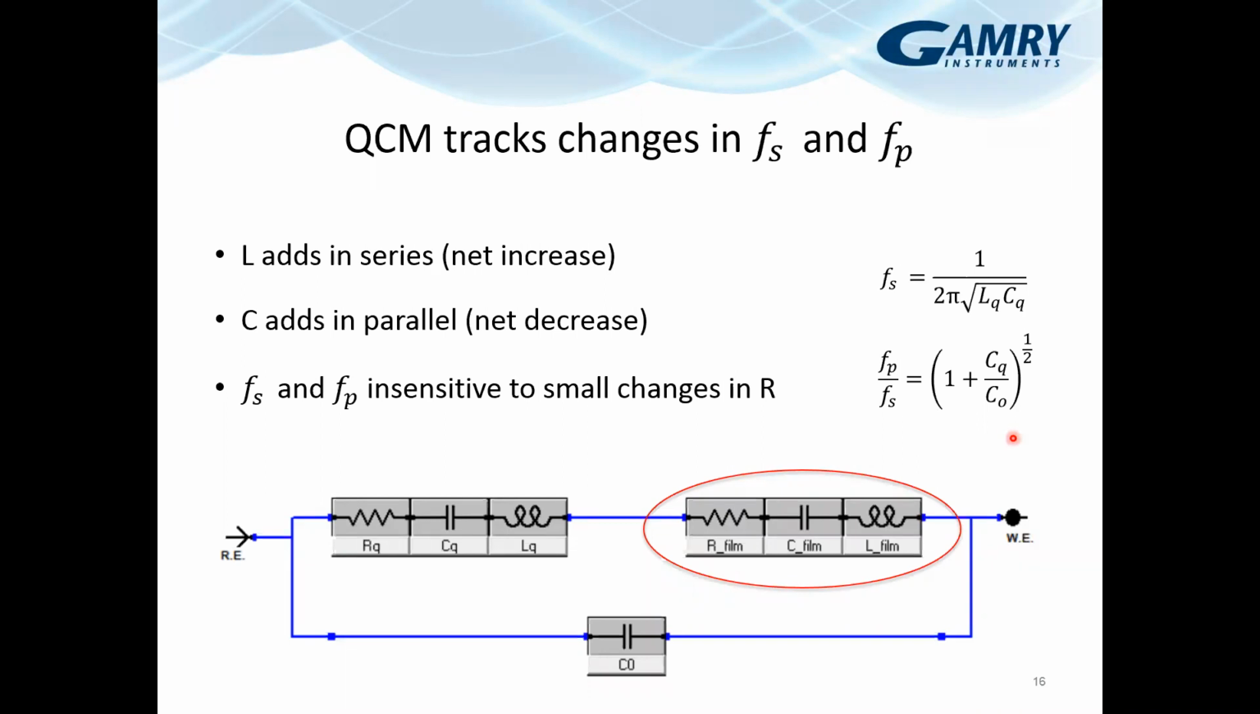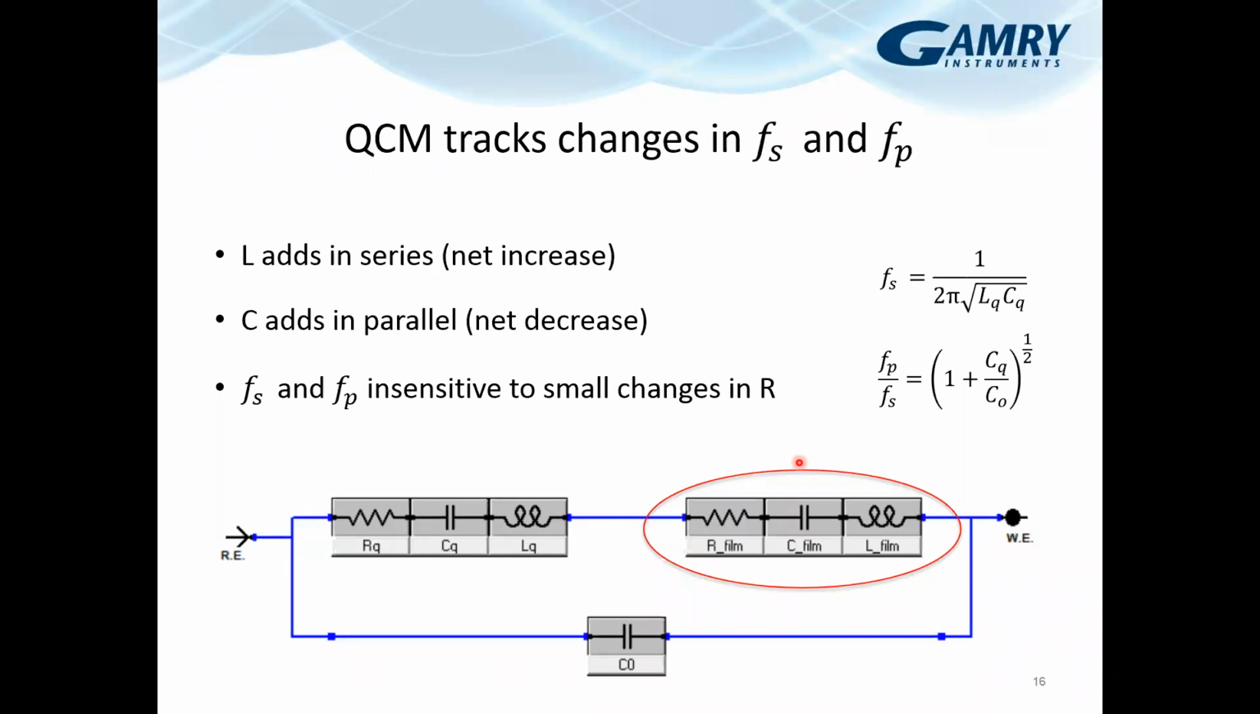There's this second ratio that I look at, FP over FS. This is a consequence of the BVD model, and this ratio basically allows you to detect changes in the film or capacitance on the motional branch of the quartz, right? Now, if you don't have any background in circuits or electrical engineering, this might have been a little bit difficult to follow.